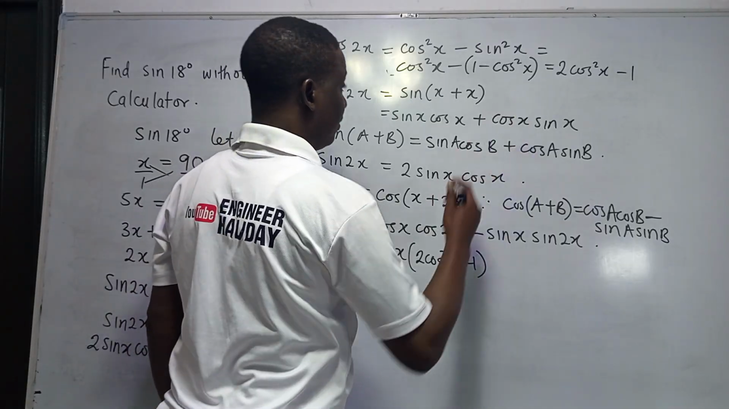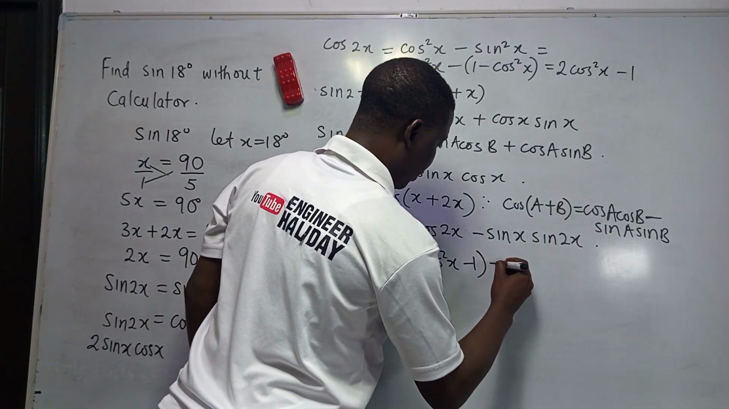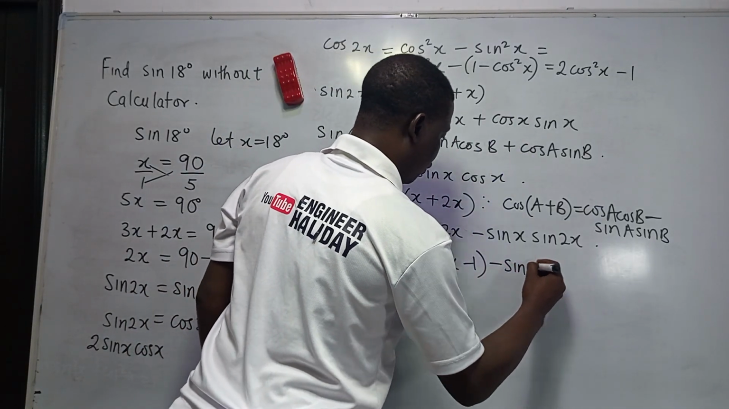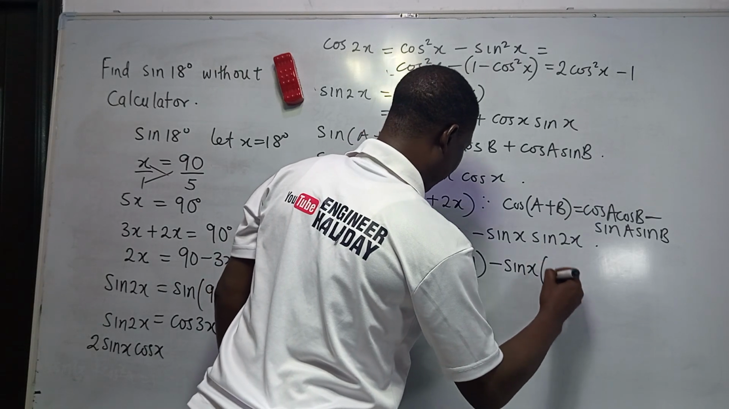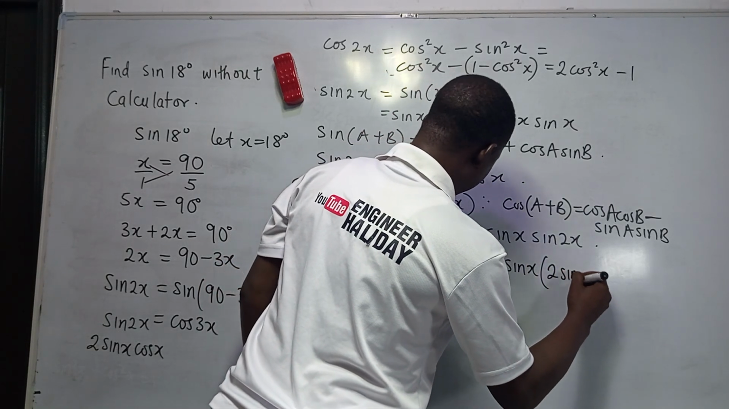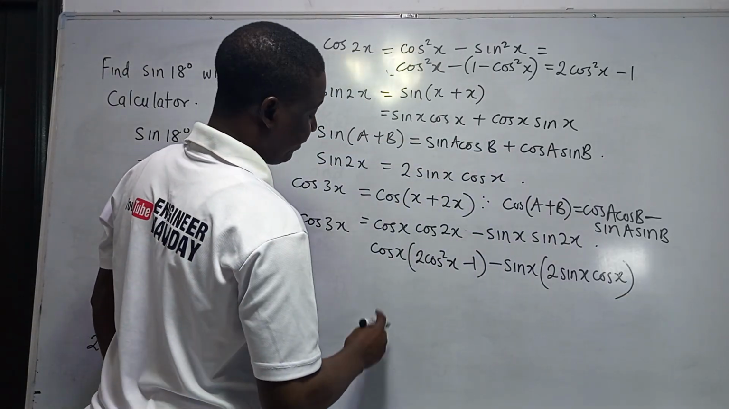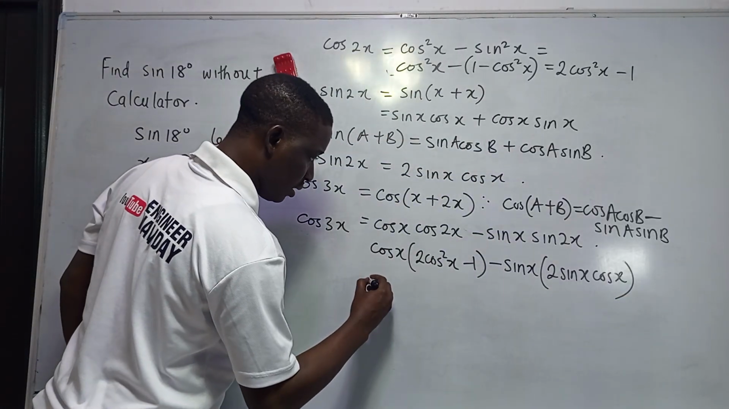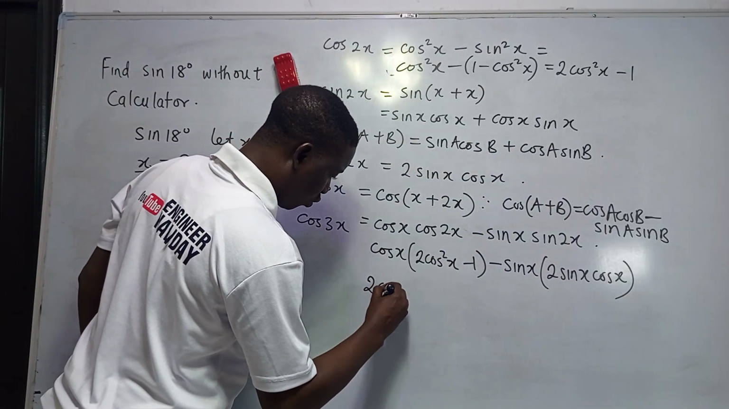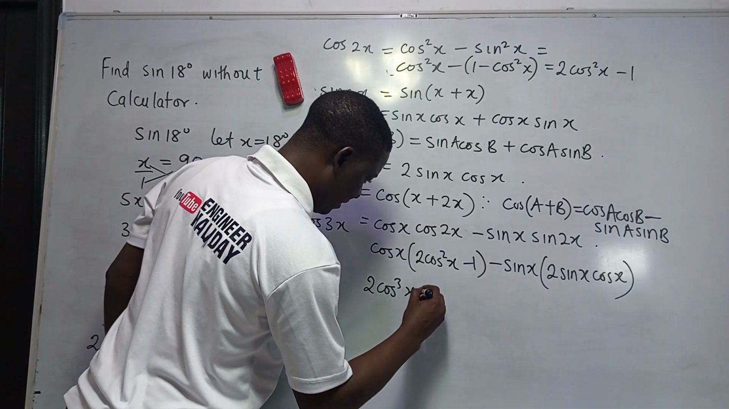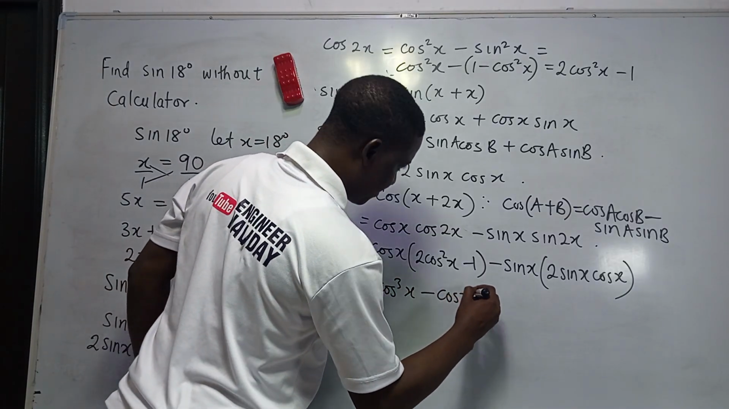minus 1. That means for that one, minus sine x into bracket, this one is 2 sine x cos x. We have done that before. So what will this one give us? And this times this will give us 2 cos cube x minus cos x.